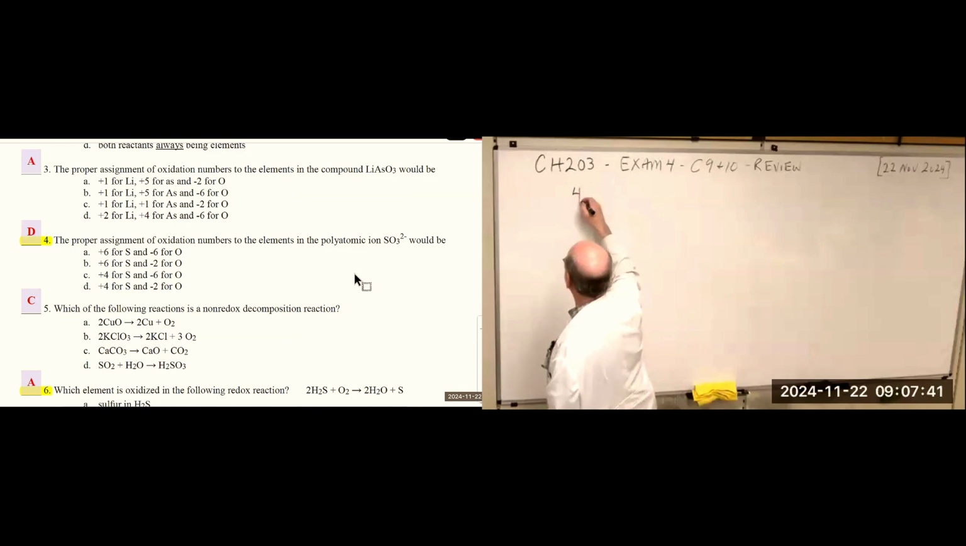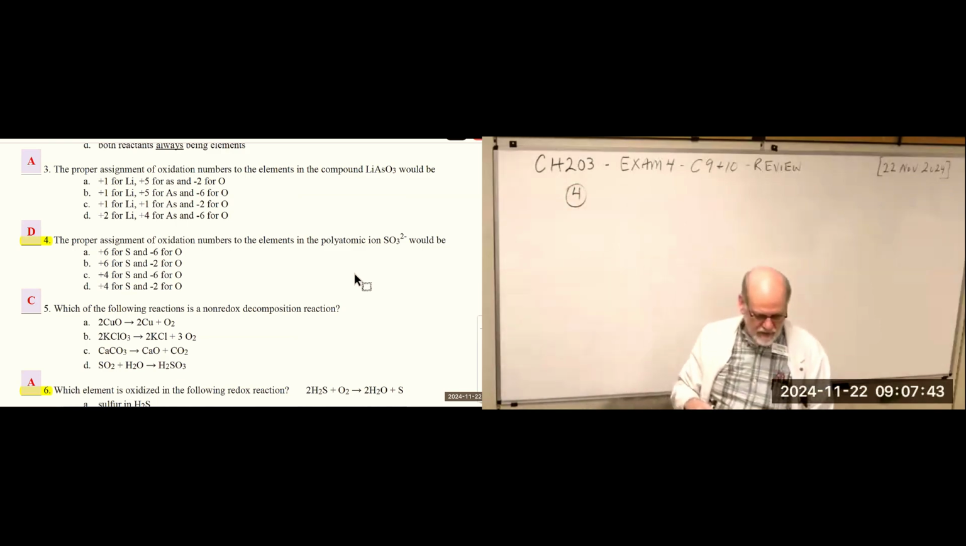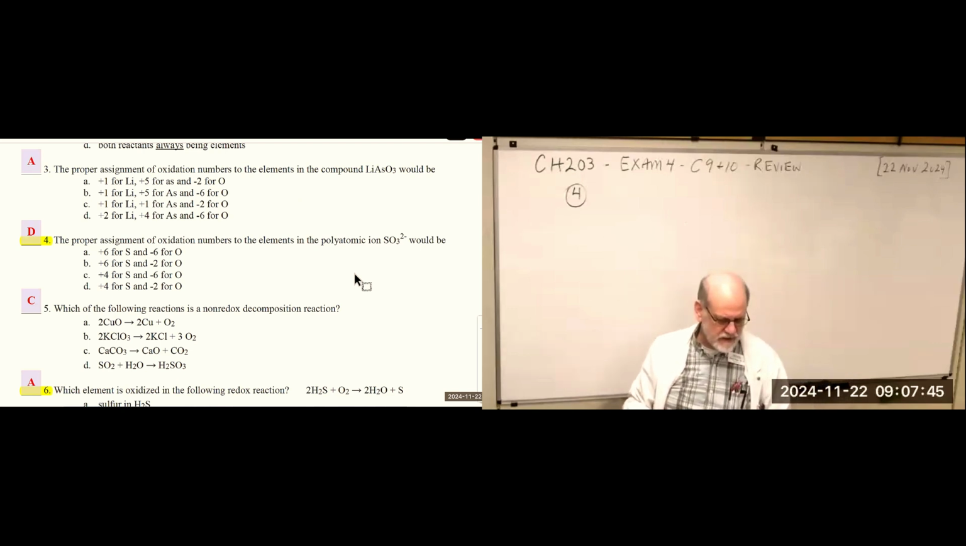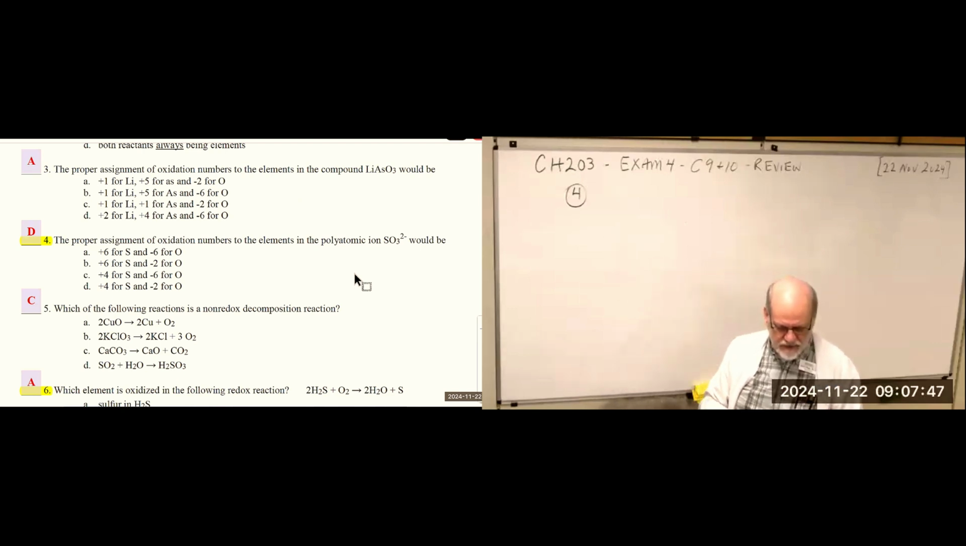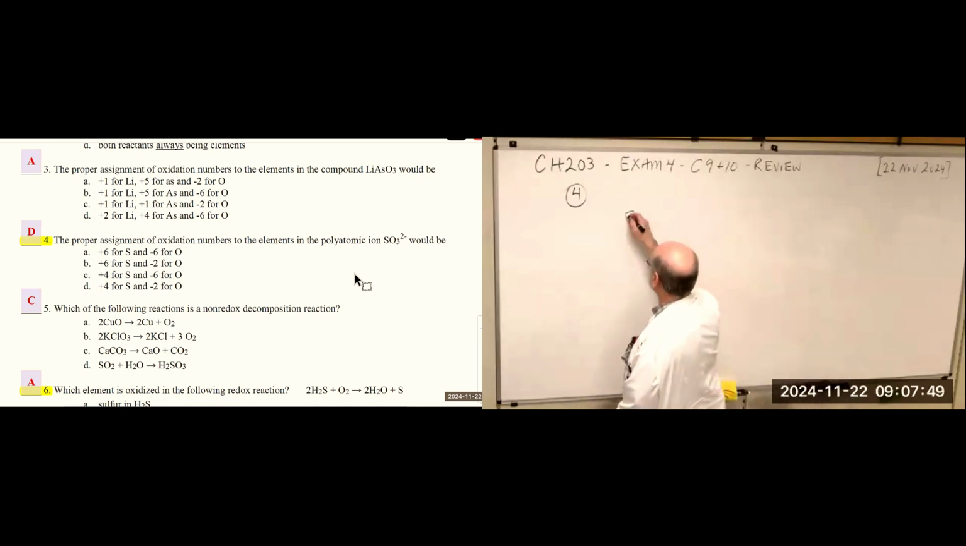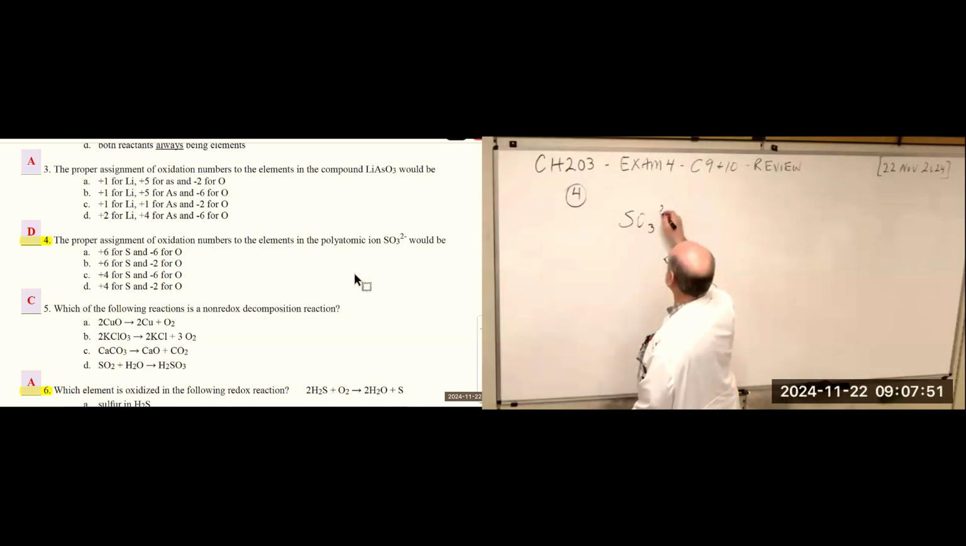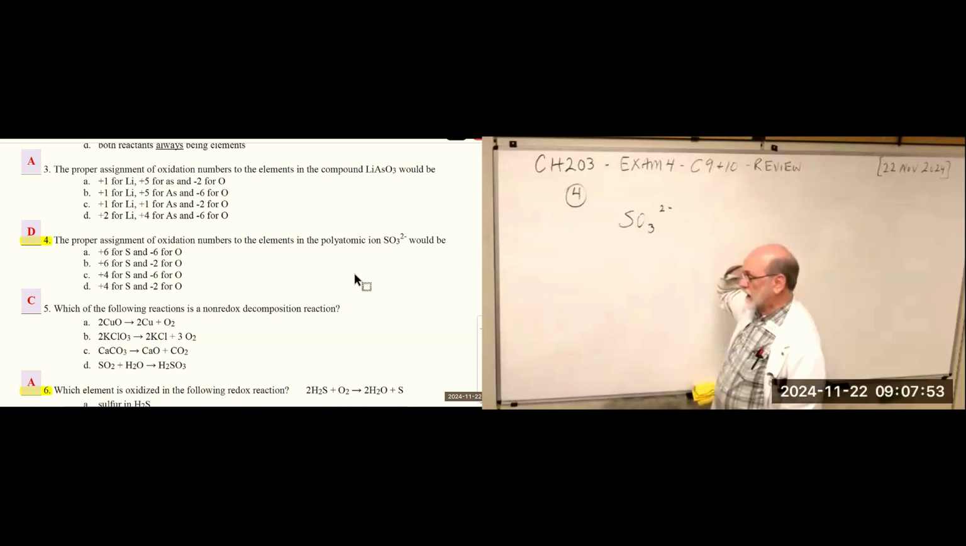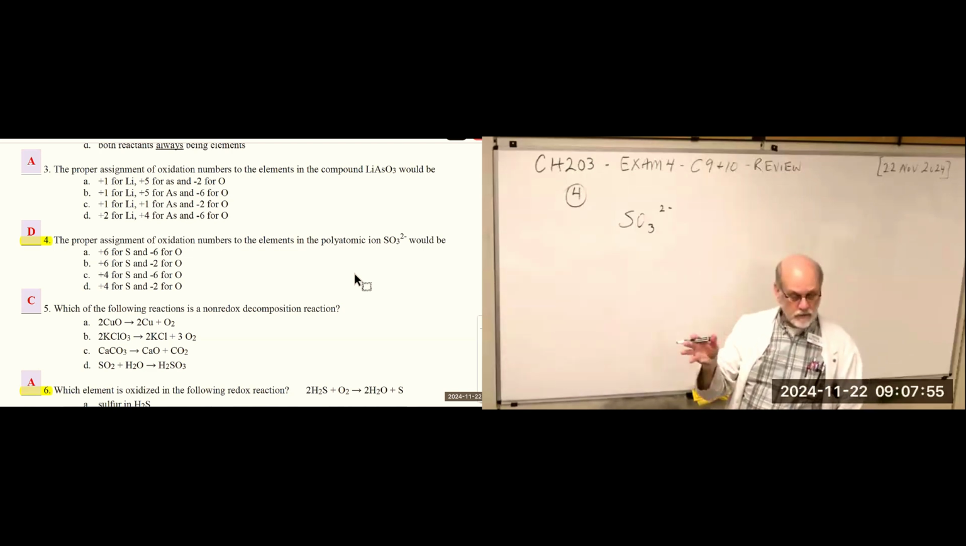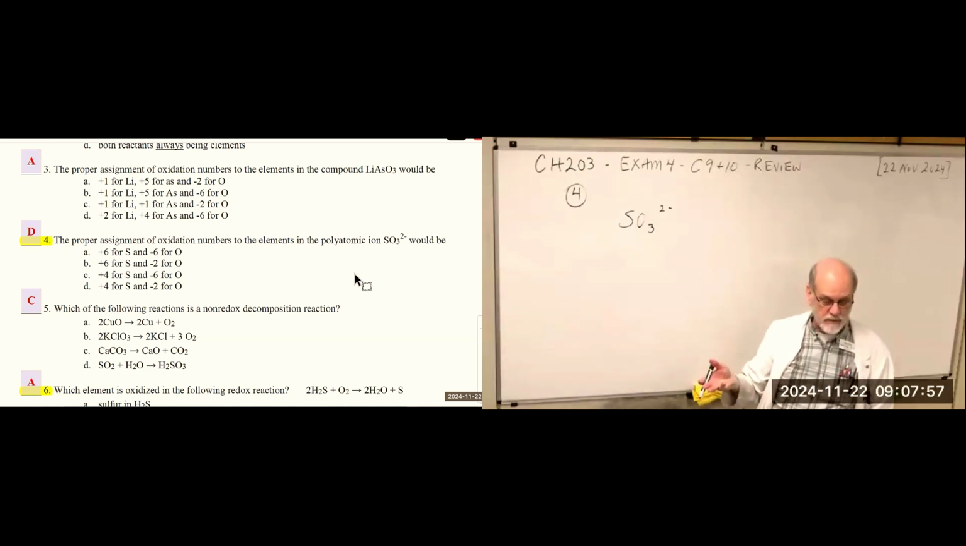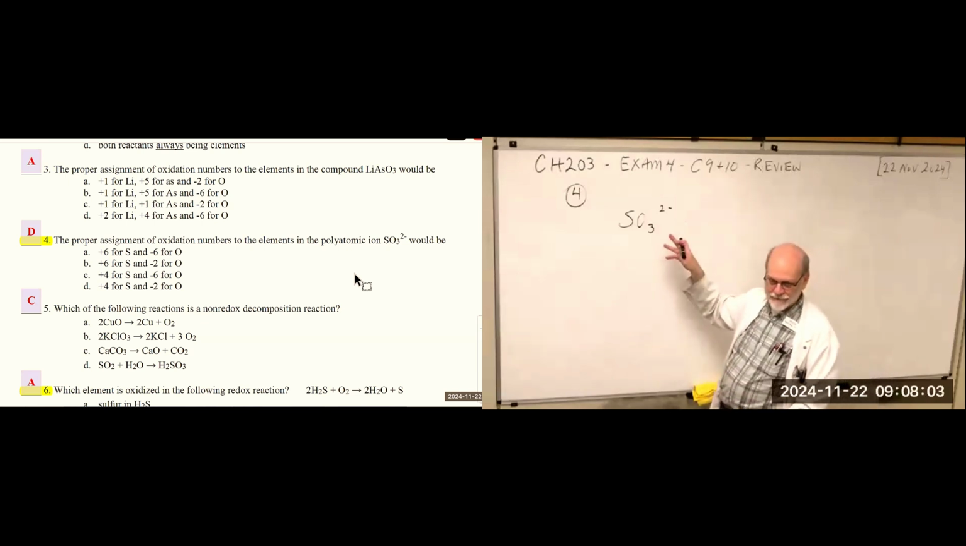Number 4. Proper assignment of oxidation numbers to the elements in the polyatomic SO3 2-. All right, SO3 2-. Remember the rules. Oxygen is always -2 except in peroxides. That's not a peroxide.